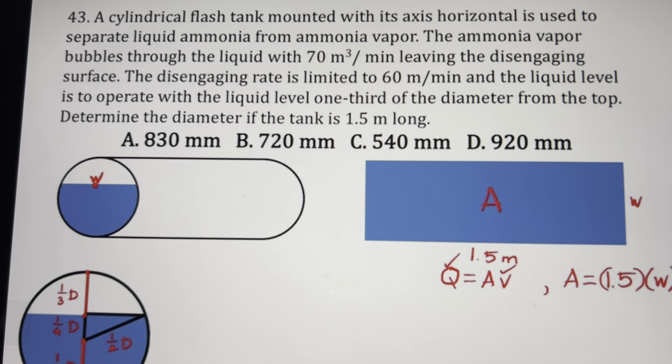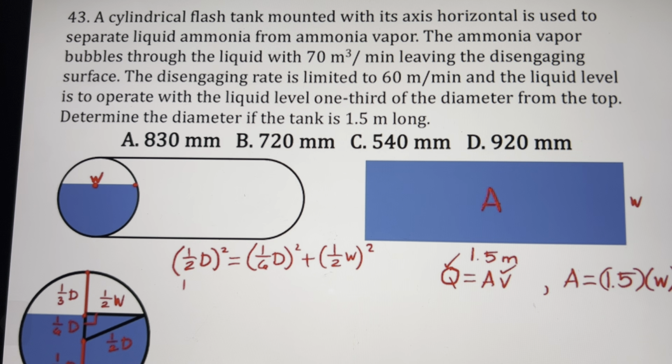And up to this point, that is equivalent to half of the width. You can see here that this is a right triangle, so we can use the Pythagorean theorem. The square of the hypotenuse, which is 1/2 of the diameter squared, is equivalent to the sum of the squares of the two other legs. So we have here 1/6 of the diameter squared plus 1/2 of the width squared.